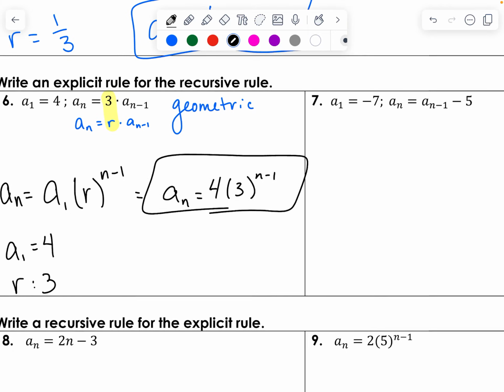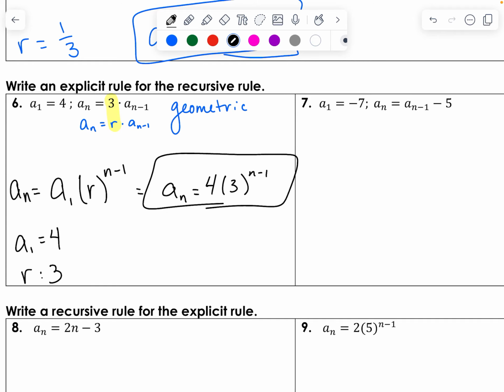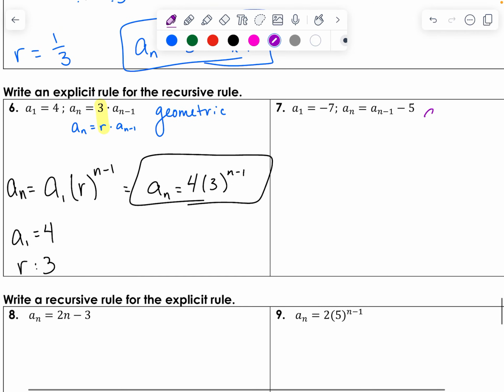Let's try the same idea for an arithmetic sequence. How do I know that this is arithmetic? Well, I see the operation that's happening is -5. I'm subtracting something. And if I'm subtracting something, then I must know that it's arithmetic.